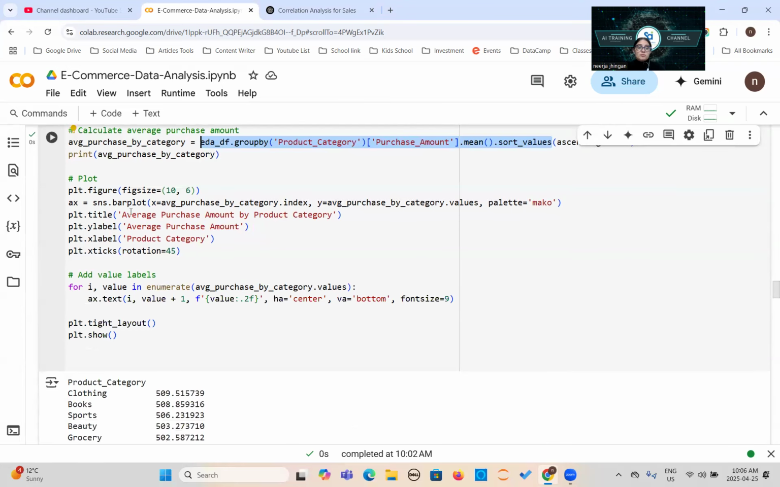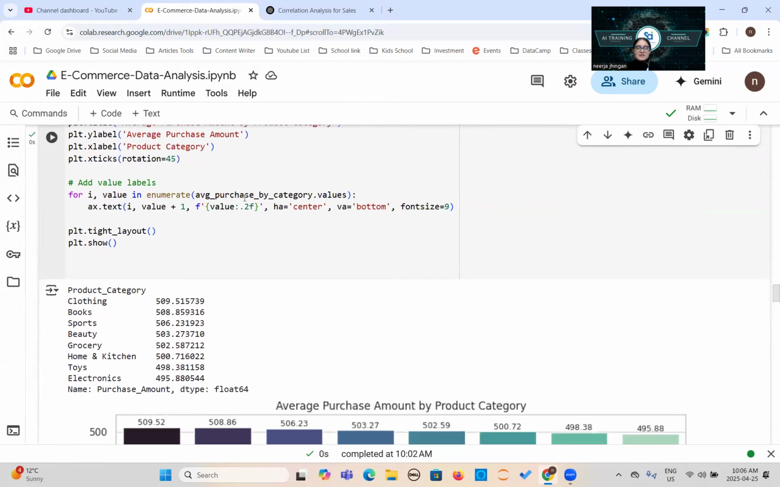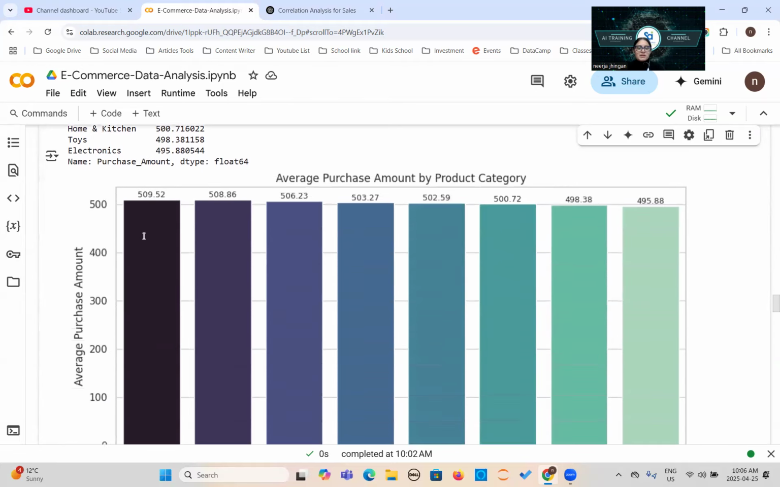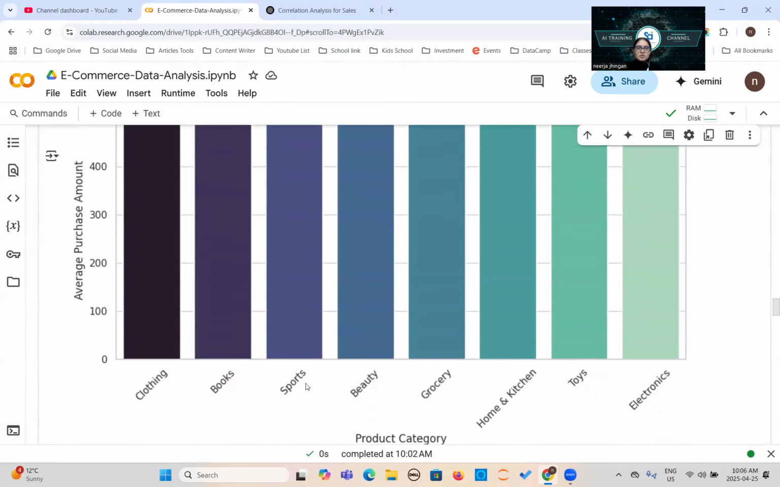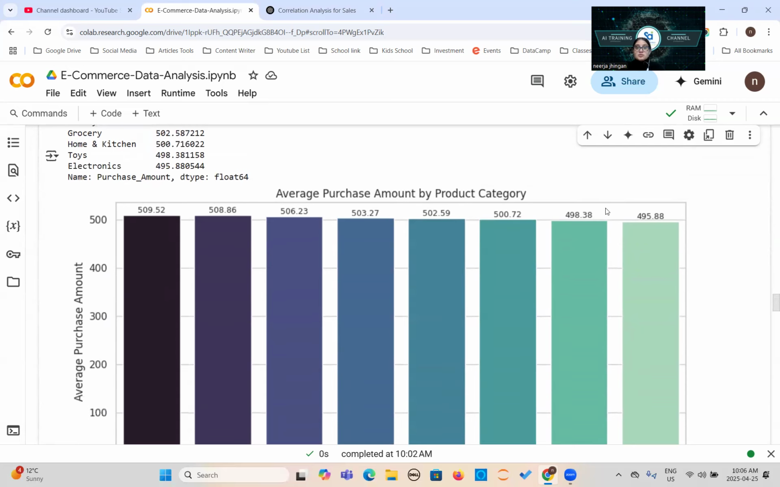Now we will plot the bar plot here. Pass the y-axis equals to average purchase value and the product category on the x-axis. This is the value I'm printing. So look at this, clothing is showing on the x-axis. Y-axis is your average purchase amount. I have printed the labels of the average purchase amount at the top for your convenience, so you can look at it.